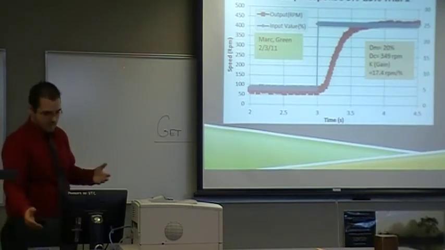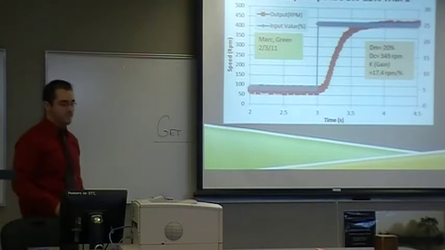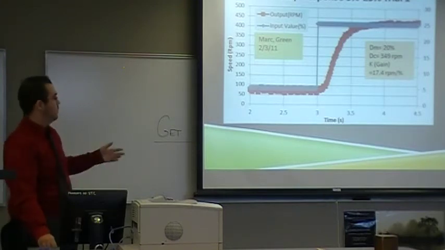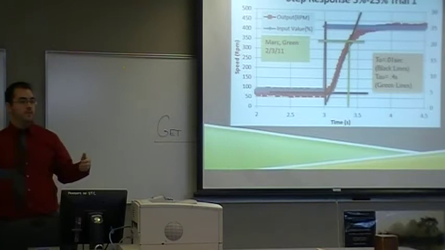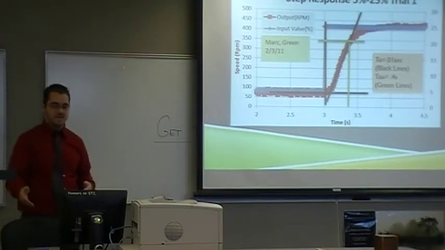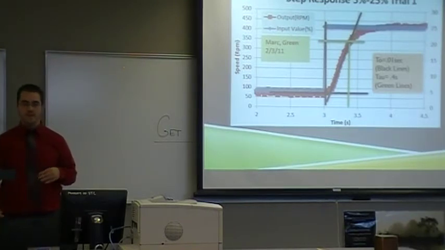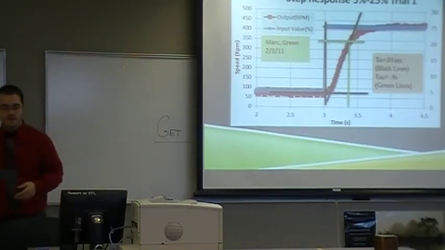So there was a jump of 20%, like we discussed before, and of 350 RPM for this particular curve. We redid the curve again for going down. This is the same curve, but this will show you the dead time, which is T0, and the tau, or the time constant of the system.